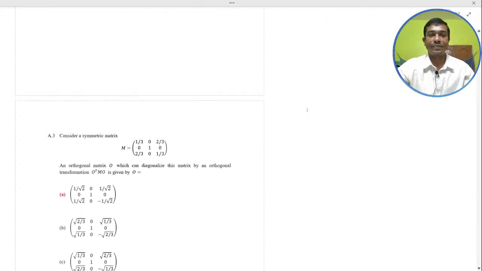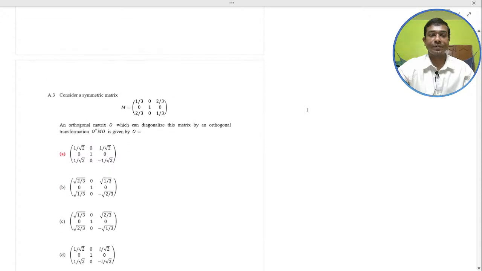Question number 3. Consider a symmetric matrix M and an orthogonal matrix O, which can diagonalize this matrix by an orthogonal transformation, O transpose M O. What is O?